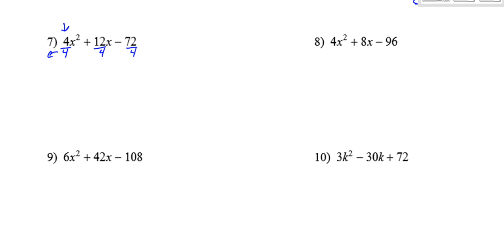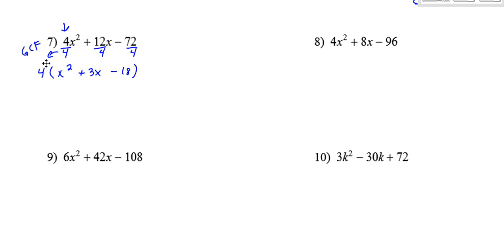It's called a GCF, greatest common factor, and it's actually part of the answer. So when you divide that 4 out, you get x squared plus 3x, and then 72 divided by 4 is 18, so then you get -18. We want to keep this 4 here because it's part of the answer in that we had to undistribute it.